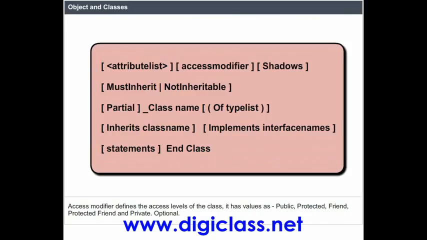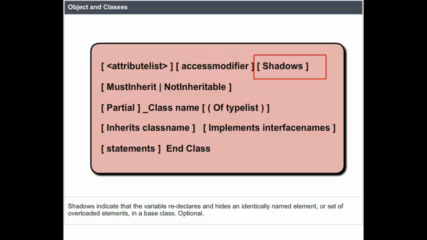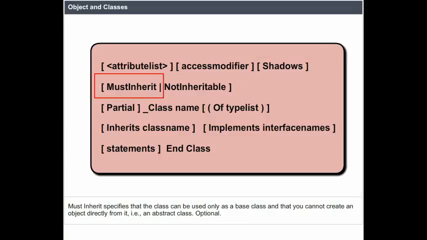Access modifier defines the access levels of the class. It has values as public, protected, friend, protected friend, and private. Optional. Shadows indicate that the variable redeclares and hides an identically named element or set of overloaded elements in a base class. Optional. Must inherit specifies that the class can be used only as a base class and that you cannot create an object directly from it. That is an abstract class.